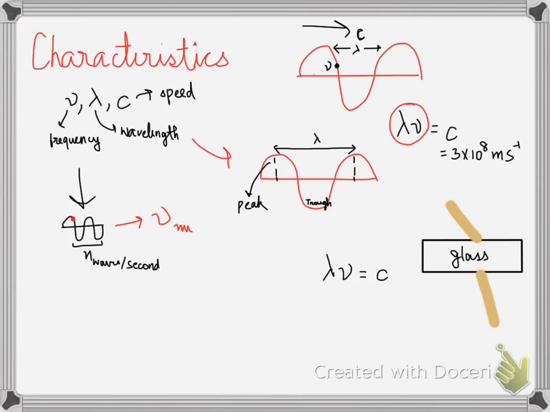Also, you can see that if this is a constant, then lambda times mu is a constant, and therefore if lambda increases somewhere in that region, mu has to decrease, and if lambda decreases, mu has to increase. Okay, so a high frequency wave has a lower wavelength and a low frequency wave has a higher wavelength.